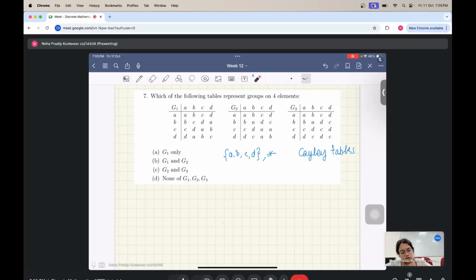Okay, so let's try this step by step. The first thing that we know is that it should satisfy the closure property, which is if I multiply any two elements, I should get an element within the set that I have. Notice that the entries in the table are all contained in the set A, B, C, D. They do not go beyond that. So the closure property is guaranteed.